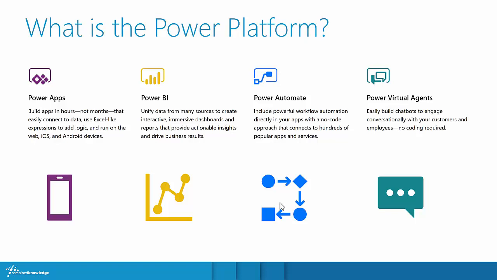First thing, they all begin with the word power, all of which, except for Flow, which was upgraded to the term Power Automate very recently. So Flow is now Power Automate. We'll explain what each one of these tools do, but they all should begin with the word power. And we start off with Power Apps. This is the focus of our webinar today.